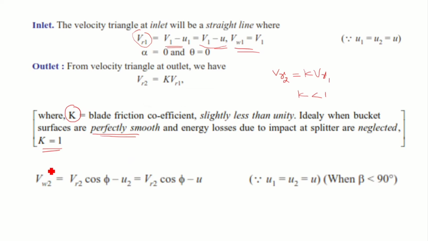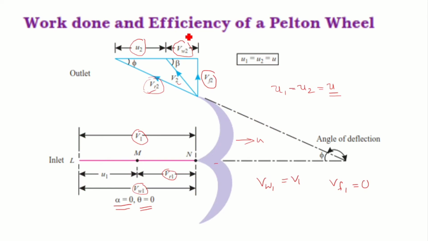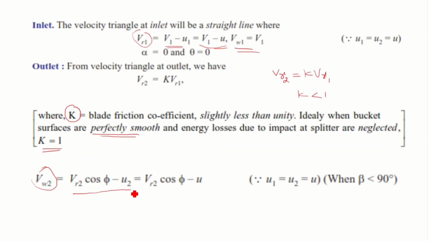Next we need to find the term Vw2. We know that for the first term we need Vw1 and Vw2. So what exactly is Vw2? Vw2 is equal to Vr2 cos phi minus U2. Vr2 cos phi gives the horizontal portion, so minus U2 gives Vw2. So Vr2 cos phi minus U2 is equal to Vr2 cos phi minus U, since U2 and U1 are equal to U.